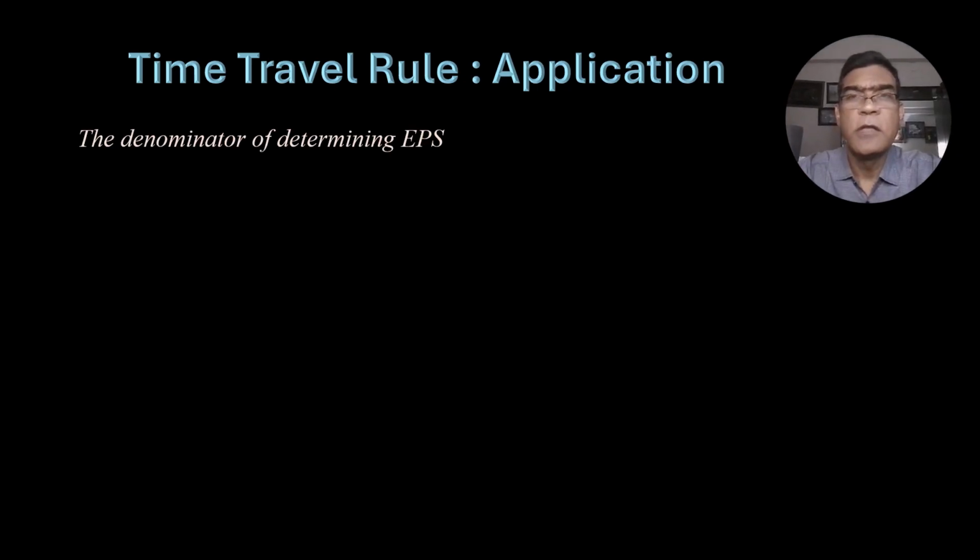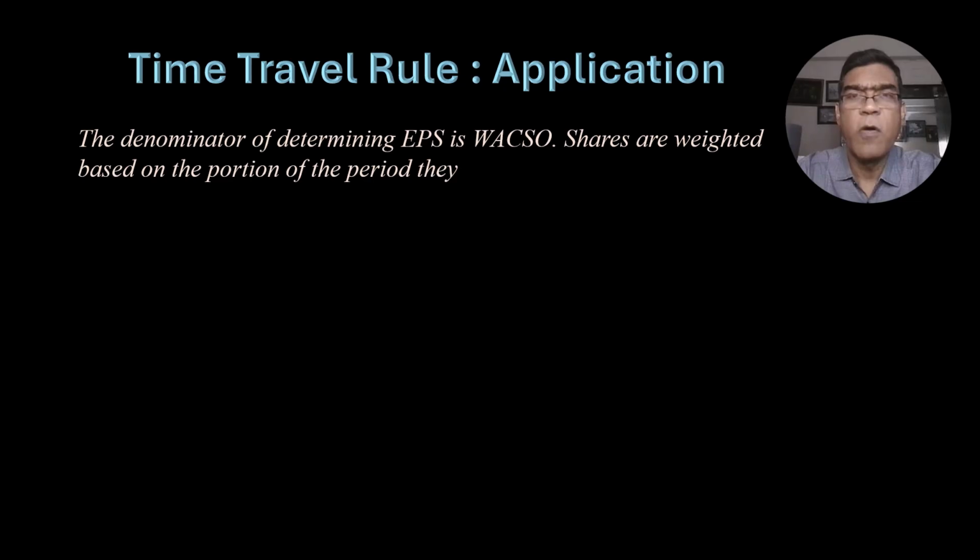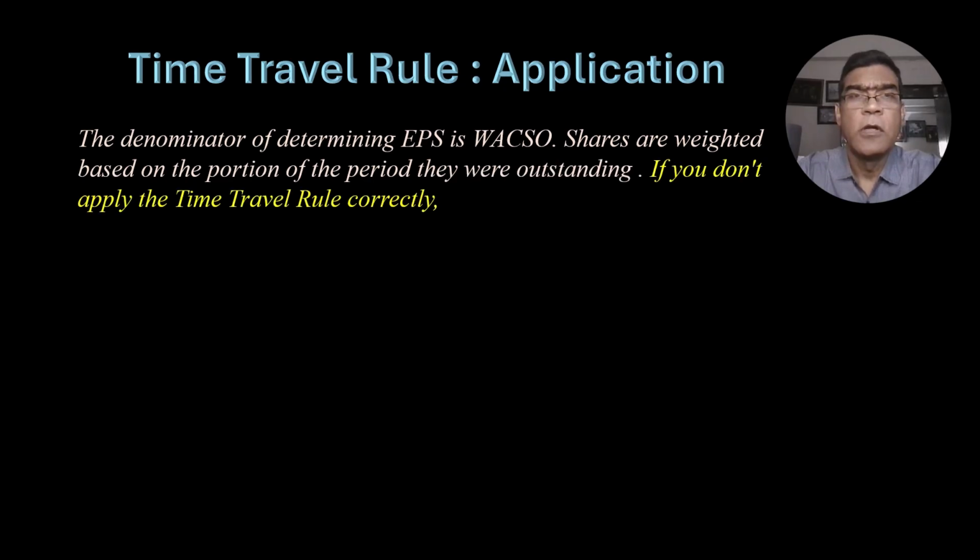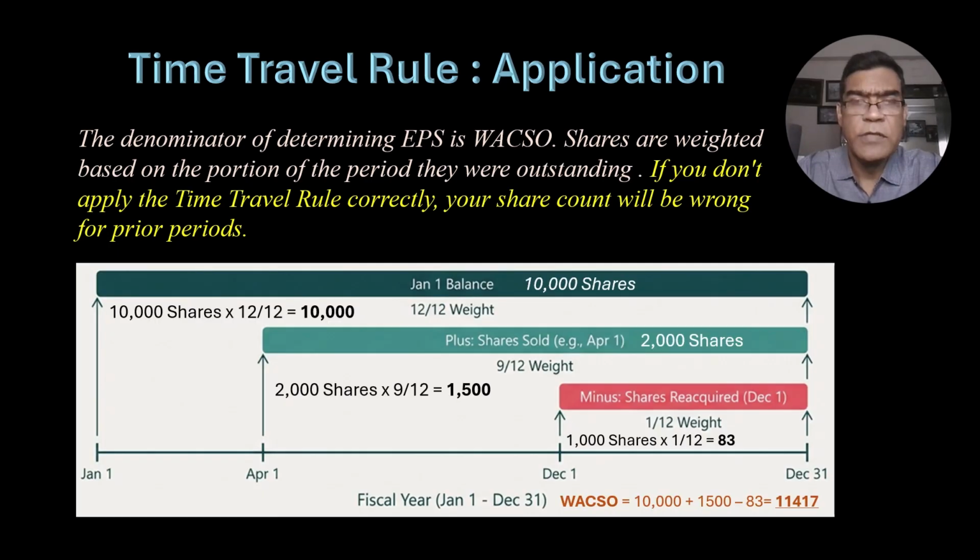Time travel rule application. When we calculate EPS, the denominator is the weighted average number of common shares outstanding, or WACSO. Each share count is weighted based on how long those shares were outstanding during the year. Here we start with 10,000 shares on January 1 through December 31st, so weighted for the full year. So here is the calculation procedure: 10,000 times 12 divided by 12 equals 10,000. Full year means actually 1.